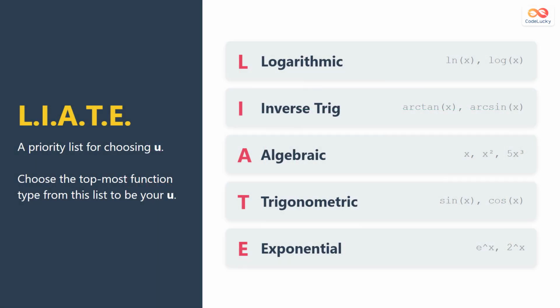To help you make that choice, use the acronym LIATE. This is a priority list for choosing u. L stands for logarithmic functions, I is inverse trigonometric, A is algebraic, T is trigonometric, and E is exponential. Choose whatever appears highest on this list to be your u.